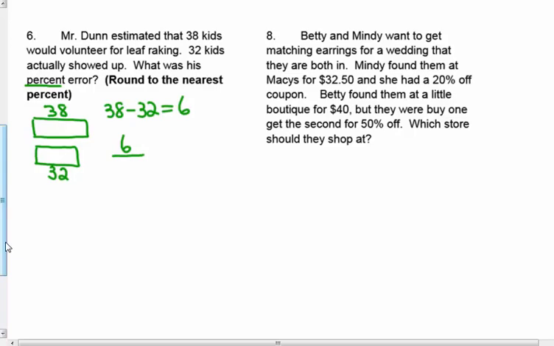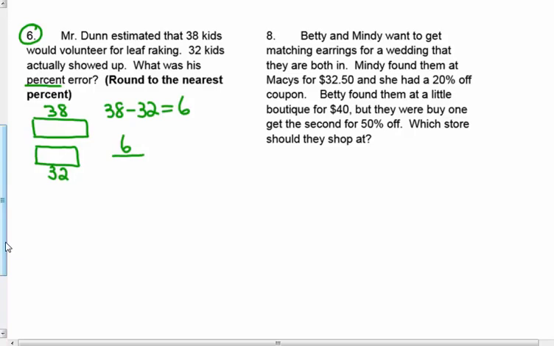I'm going to let you finish this fraction, the actual kids that showed up. Change this fraction to a decimal and then round to the nearest percent. I'm also going to let you finish number 6, and we'll go over this in class. Make sure you SABLE this. So I started it, you finish it.